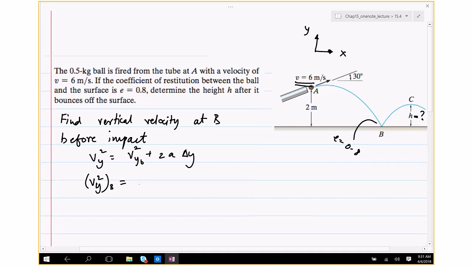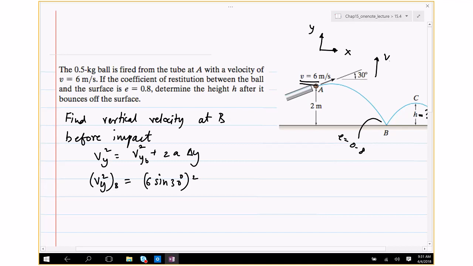So the velocity at B equals the velocity at A, which is 6 squared. No, that's not right. It's the vertical velocity, so it's (6 sine of 30 degrees) squared. Vy0 sine of 30 degrees plus 2g, where g is 9.81 downwards and upwards is positive, and delta y is downwards, so both are negative.